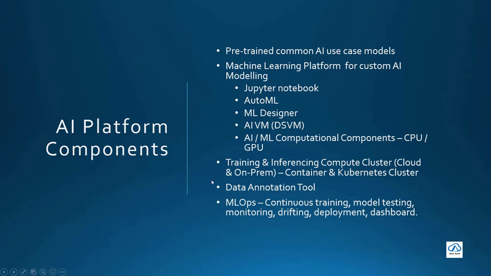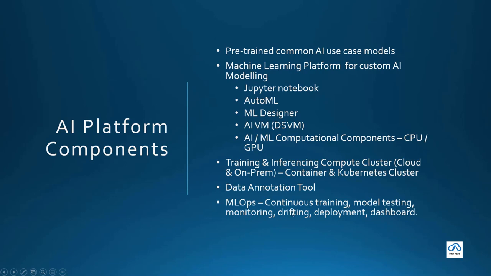Kubernetes cluster. And also, sometimes you need a data annotation tool. You have a lot of data, but you need to annotate them one by one by one. If you have a platform that gives you annotation, where you annotate five, but the rest are automatically annotated following the way you annotated the five, that kind of tool is always useful.